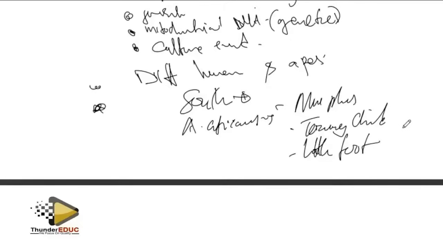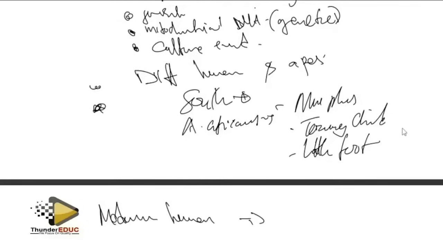Lastly, state the out of Africa hypothesis. We say that modern humans, the word modern must be there, modern humans originated from Africa and migrated to the rest of the world. Originated from Africa, and if you don't write the word modern, the mark is gone.